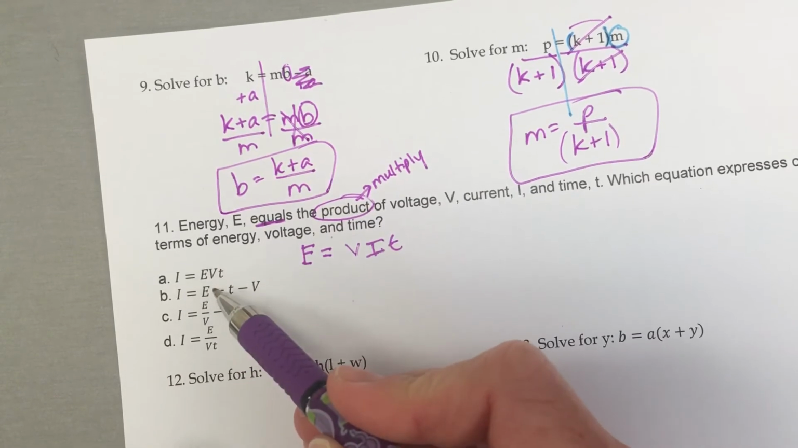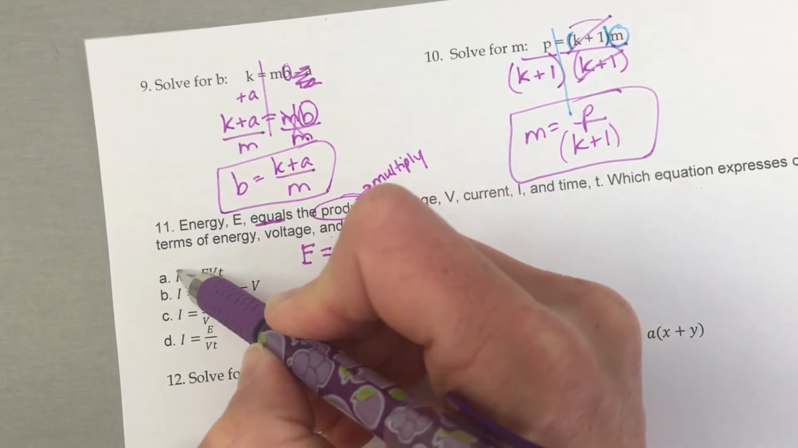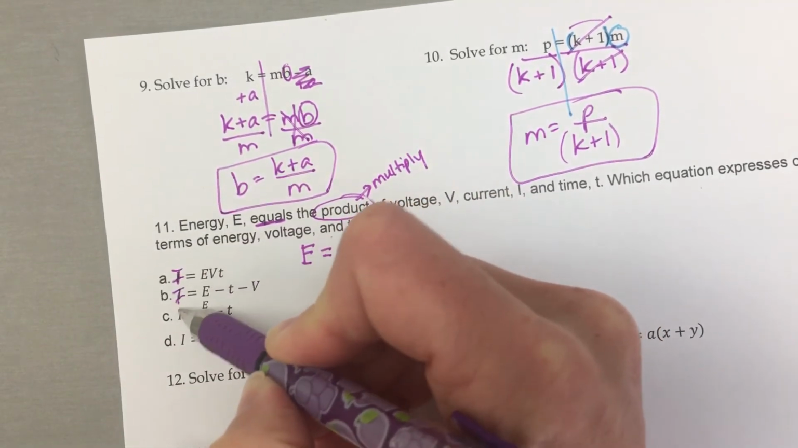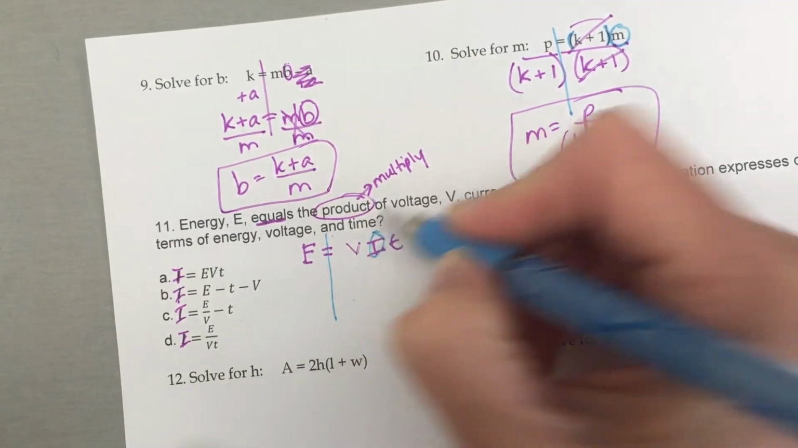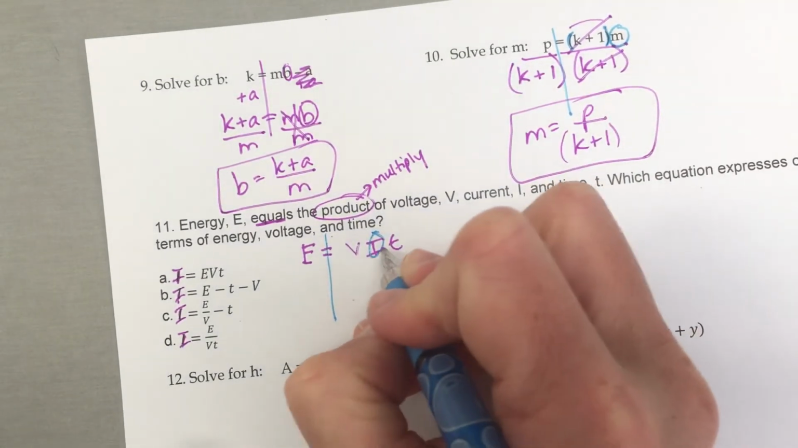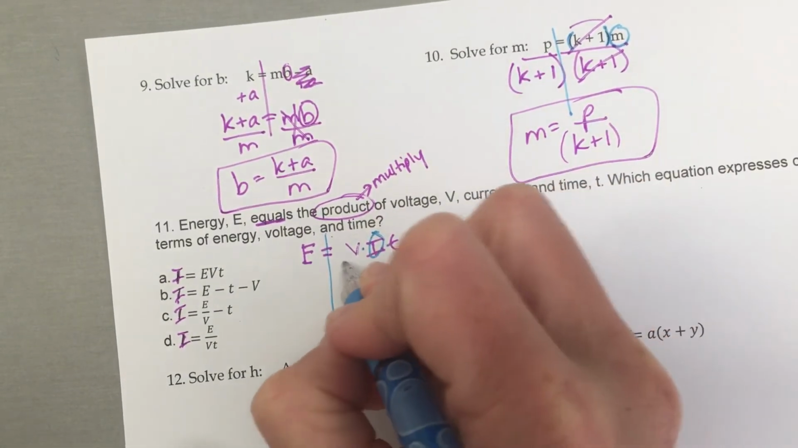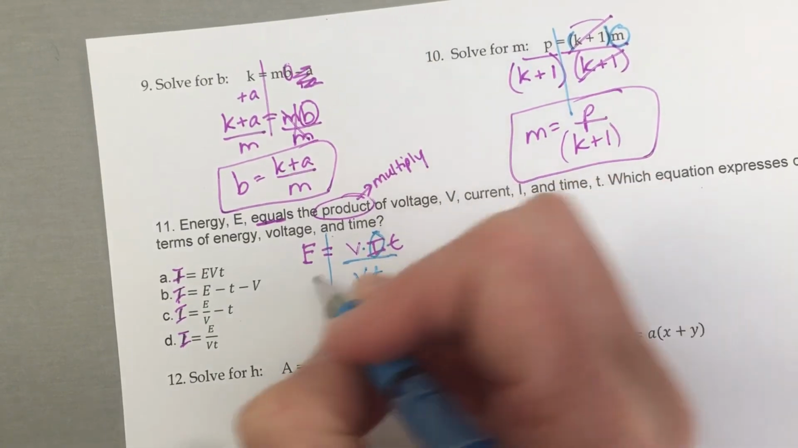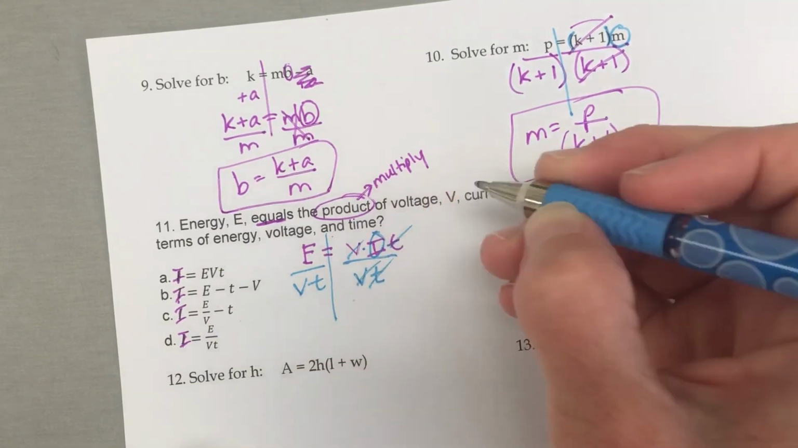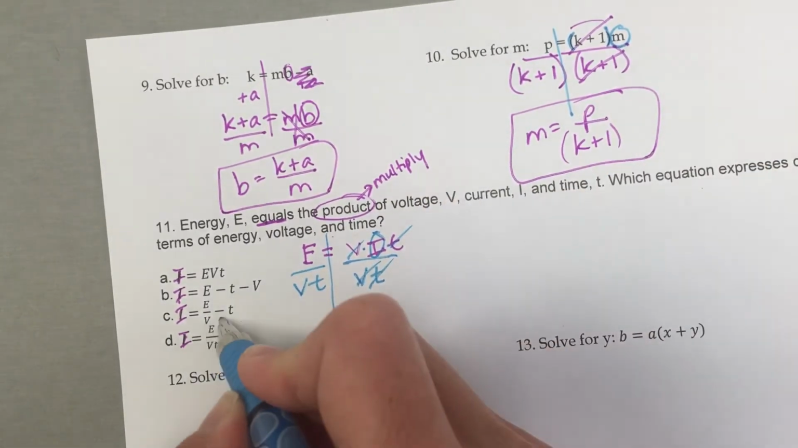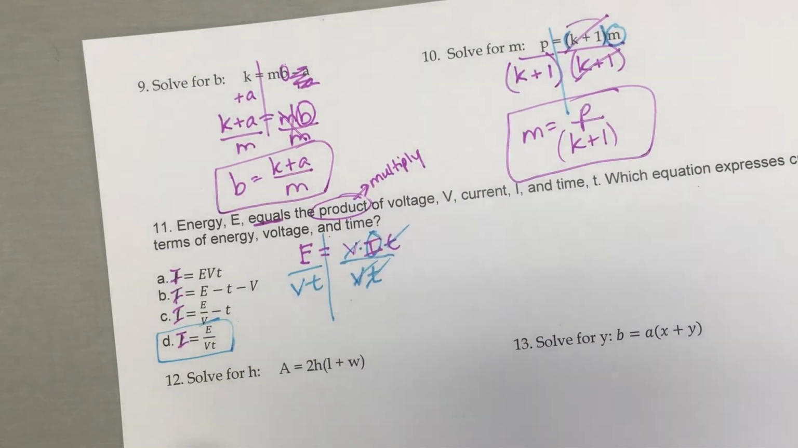So if I look at my answer choices, that'll kind of help me see. I'm trying to get I by itself. Draw my line and circle I. So remember, these are being multiplied. What's the opposite of multiply? Divide. And I can divide things at the same time. So E over VT, that's answer choice D.